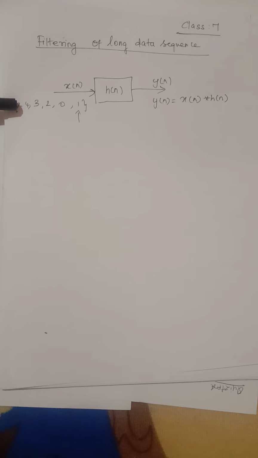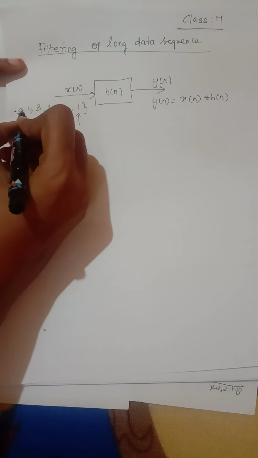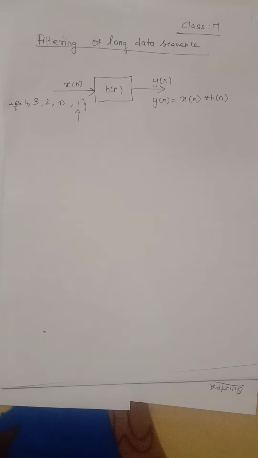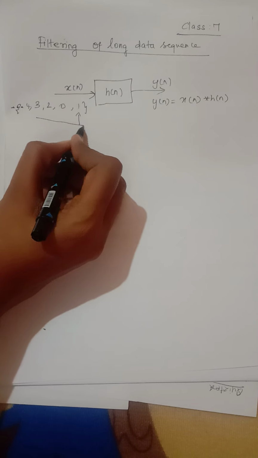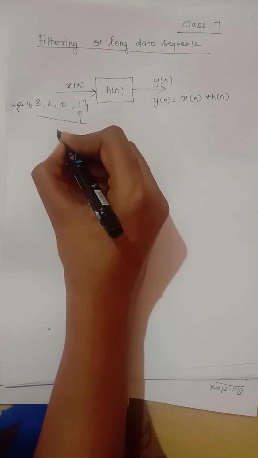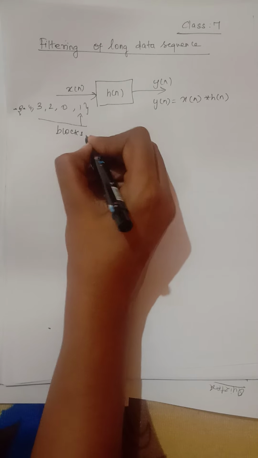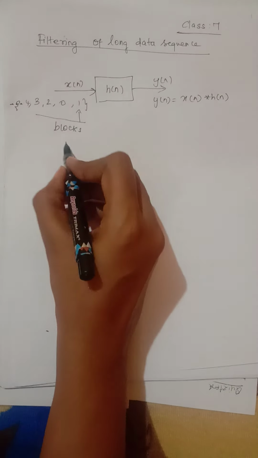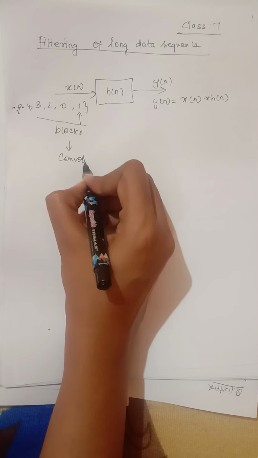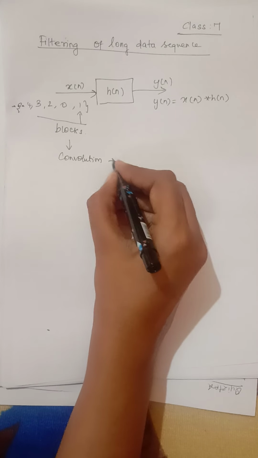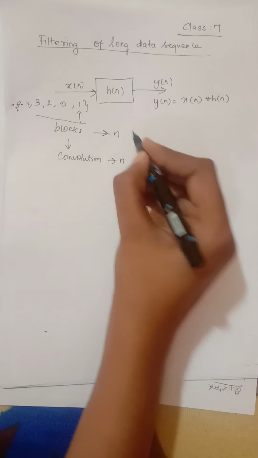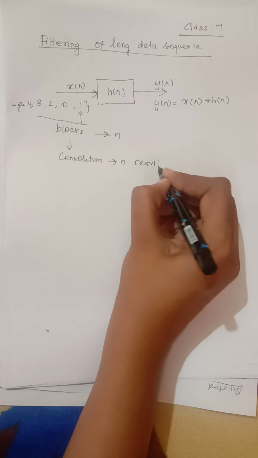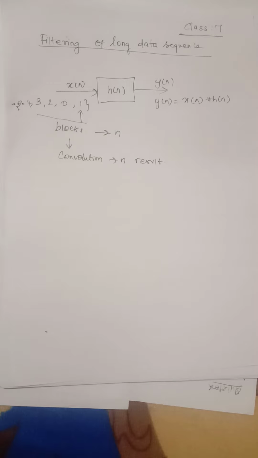So in this case, the input sequence is an infinite sequence. It will not end at a particular time; it is of infinite duration. So what we have to do is split the input into blocks and do convolution for each block. Suppose you have n blocks, you have n convolution results. Finally we merge the results.